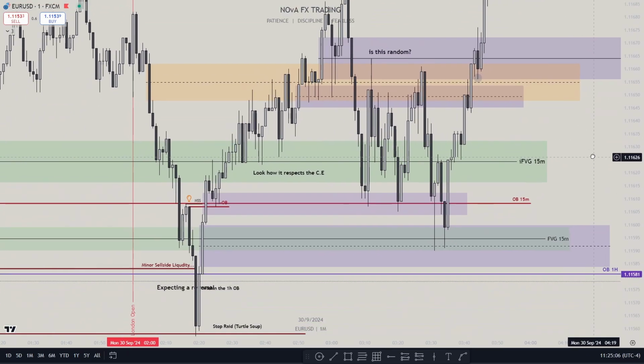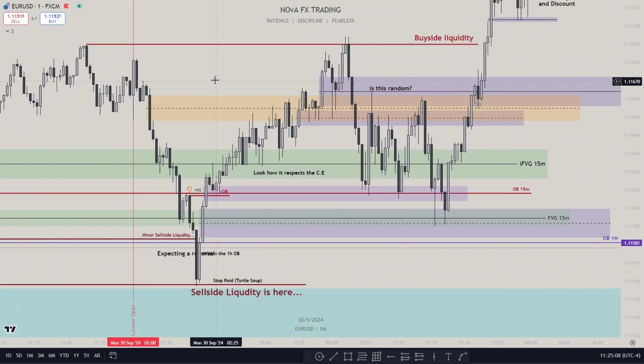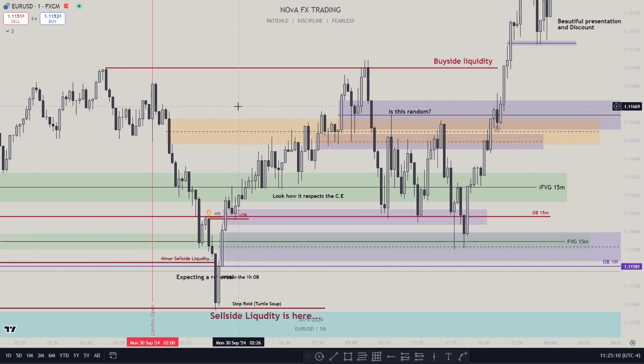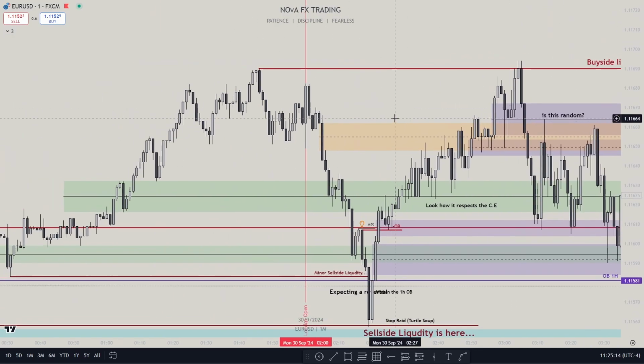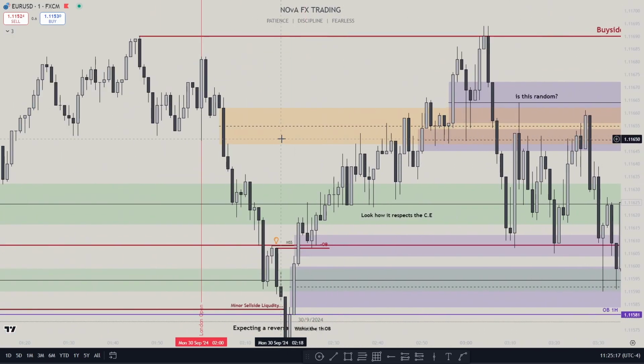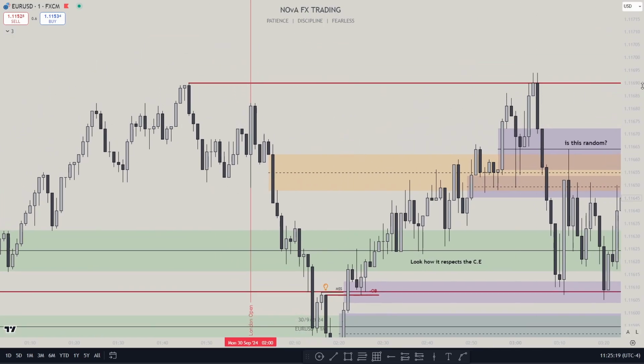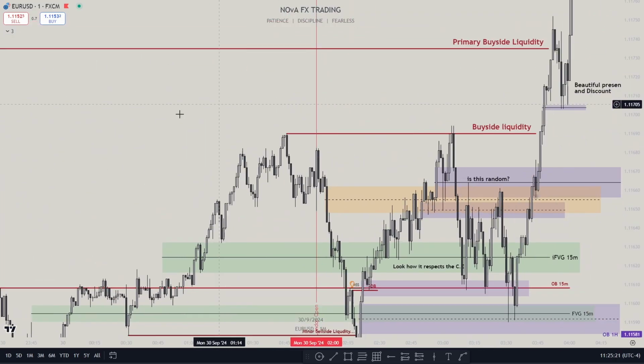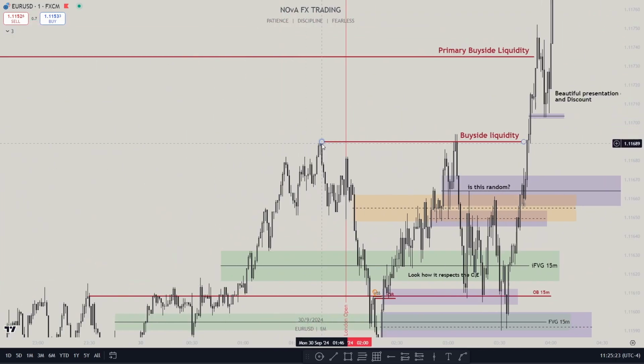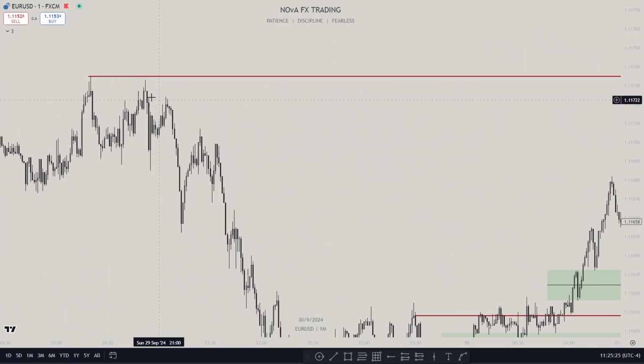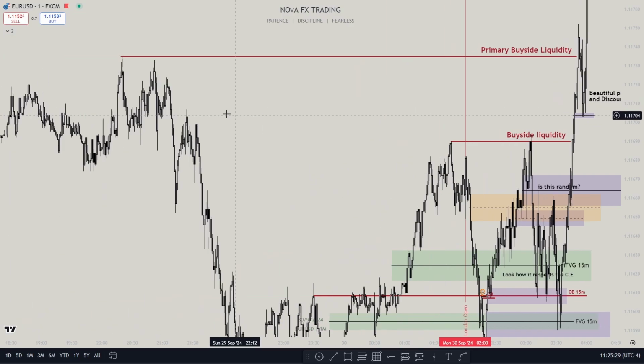But let's get a review again, a small summary. Before 2 a.m. we're going to mark the important liquidity levels, which is the buy side liquidity here, and we've got the equal highs. It's a low resistance liquidity level. That's our primary buy side level. We want the price to crush this liquidity.